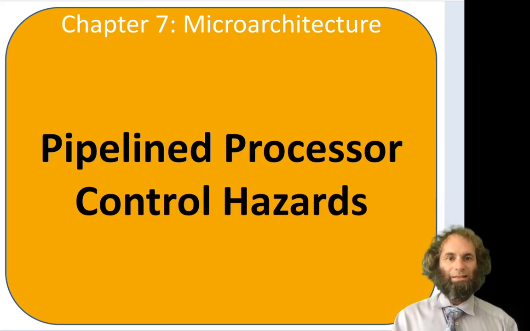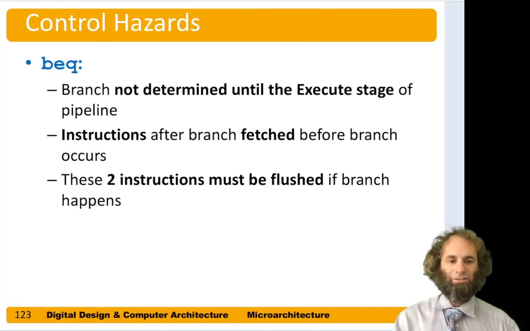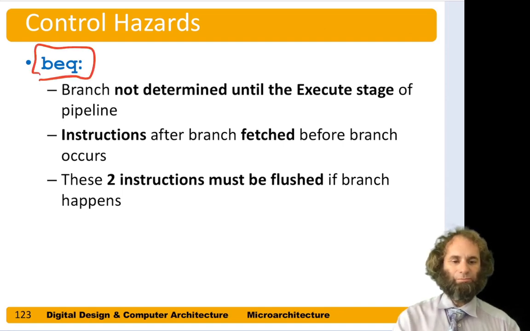Hello! In this video, we'll continue looking at hazards in the pipeline processor, this time focusing on control hazards. So remember, a control hazard takes place when we don't yet know what instruction to fetch at the time we need to fetch it. This particularly shows up on an instruction like branch on equal. The branch, we don't know whether to take it until the execute stage, because that's when we compare the numbers and see if the result is 0.